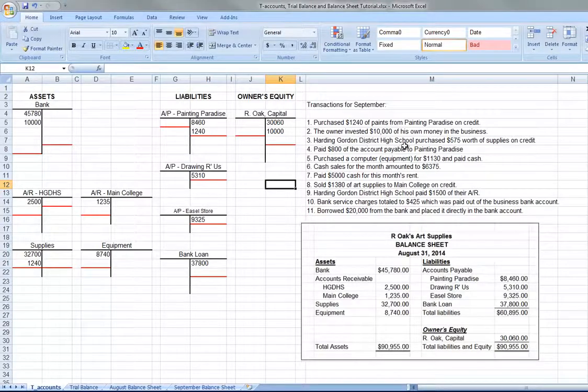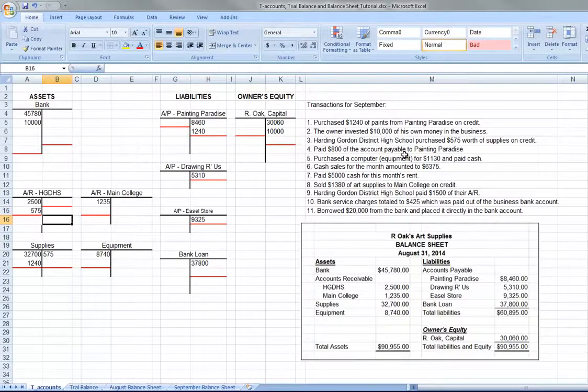Harding Gordon District High School purchased $575 worth of supplies. So our supplies are going to go down $575. And they purchased it on credit. So the bank account doesn't change, but our accounts receivable is going to change. And so they owe $2,500 at the beginning of this. They're going to owe $575 more. So we put $575 right there.